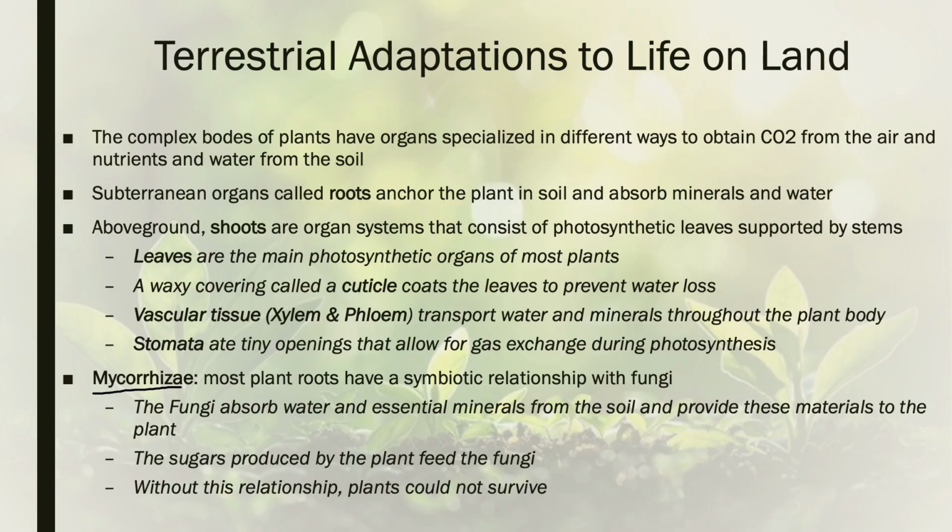Now we've seen this term for a couple of weeks now, so definitely know what it is and know the relationship, what is getting what from the relationship. So again, the plant roots get broken down minerals and nutrients that the fungi have decomposed from the soil. And in turn, the plant will feed the fungi sugar that it made from photosynthesis. So we can see it is a mutualistic relationship. Both organisms benefit. Mycorrhizae.